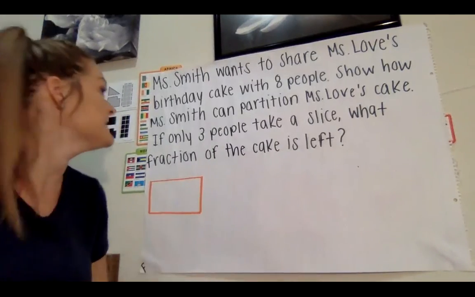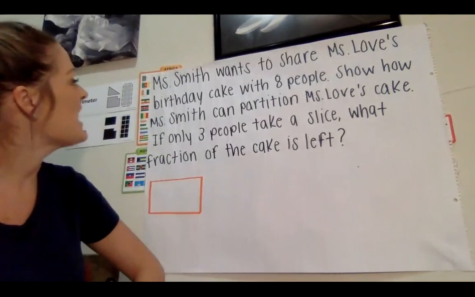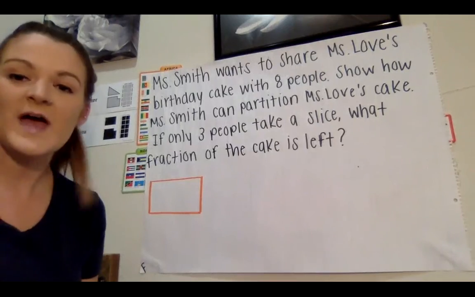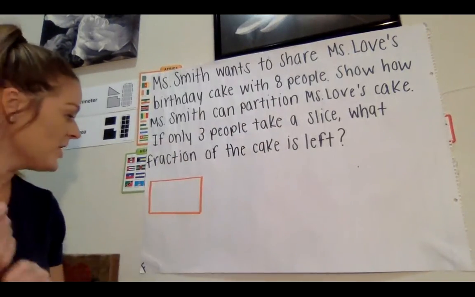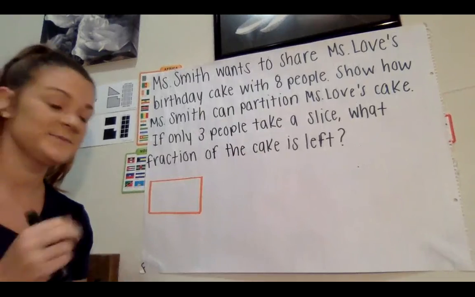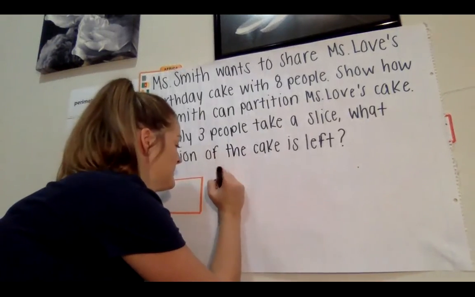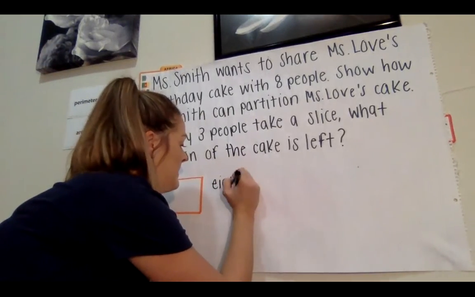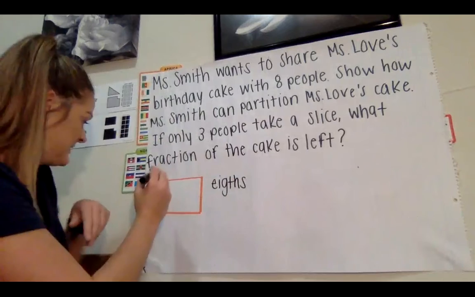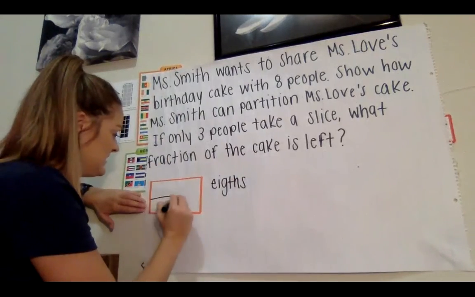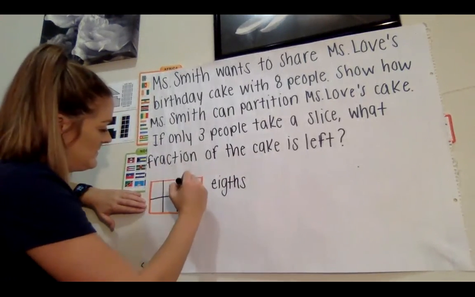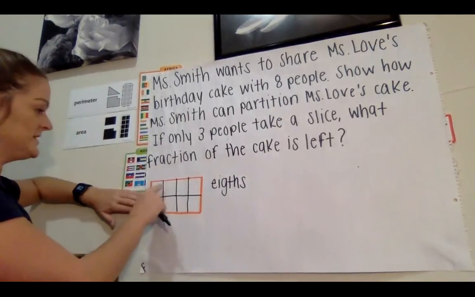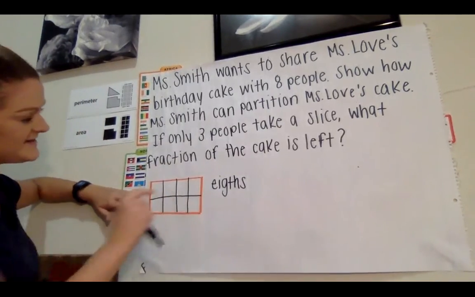Now, I see her cake down here, and it says, I want to share the cake with how many people? 8 people. So I'm going to partition this rectangle into what? 8ths. So I'm going to go like this. I'm going to do 1, 2, 3. And now I see 1, 2, 3, 4, 5, 6, 7, 8.